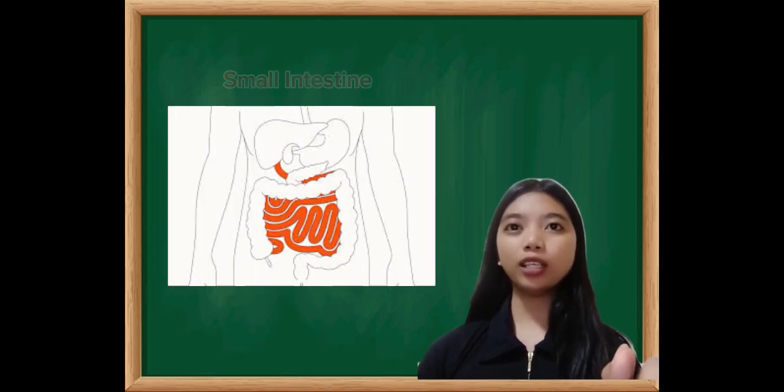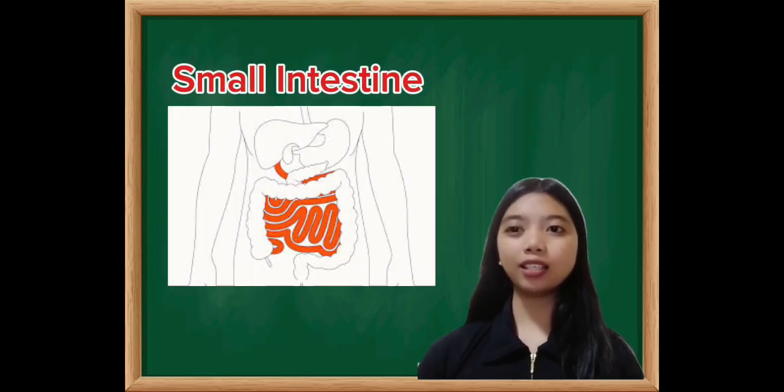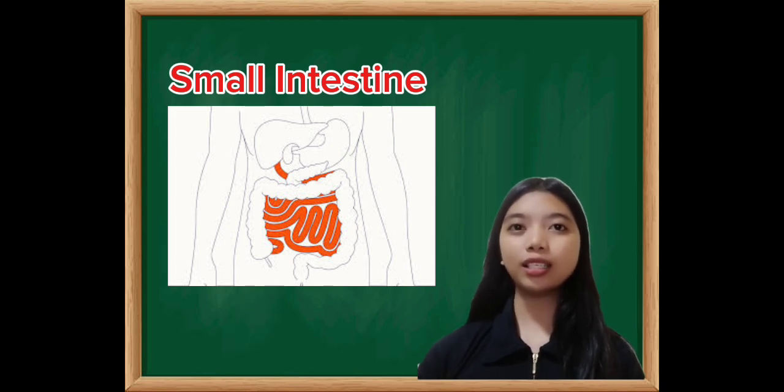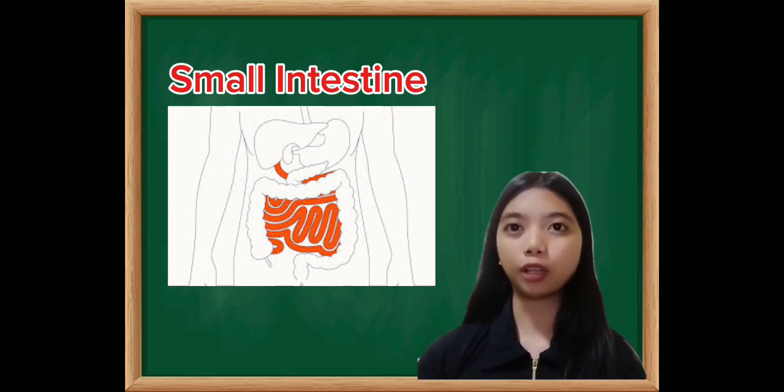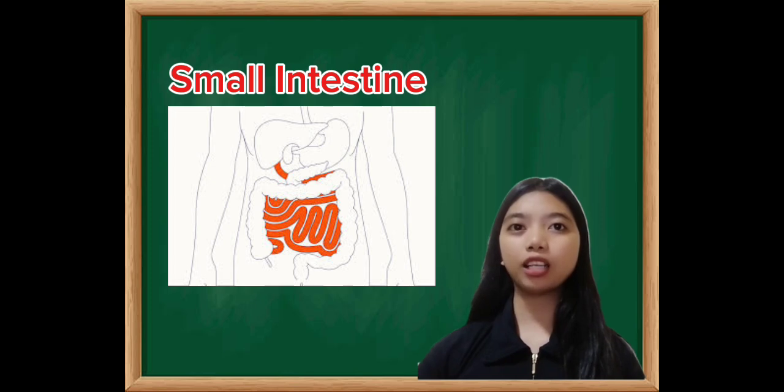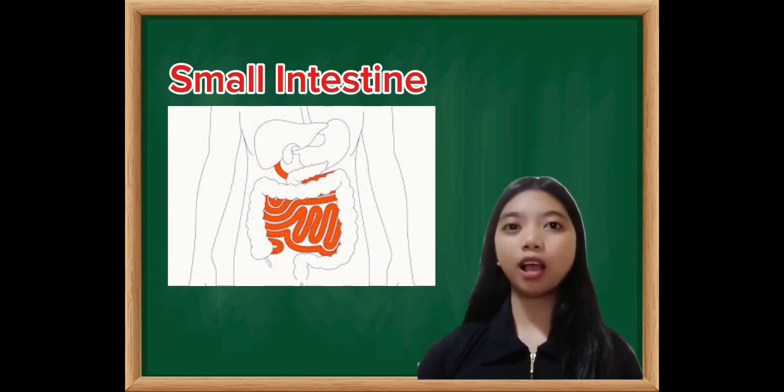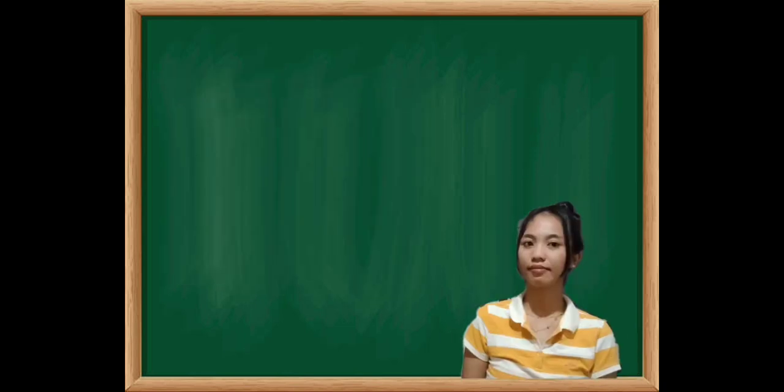Next, the small intestine. The small intestine is roughly 7 meters long. The lining of the intestine walls has finger-like projections called villi to increase surface area. The villi are covered in microvilli, which further increase surface area for absorption. Bile aids in the chemical digestion of lipids. Enzymes continue to digest carbohydrates, lipids, and proteins.